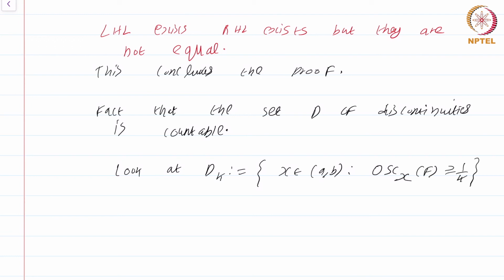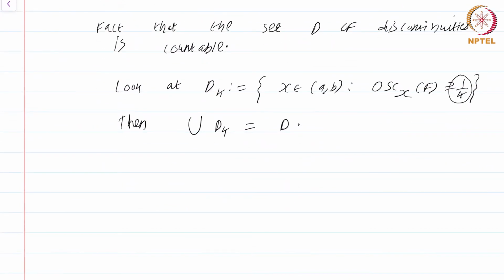At a point of discontinuity, by an easy exercise that I have given, you can show that the oscillation will have to be non-zero. And in fact, it has to be a positive quantity just by the way the oscillation is defined. So look at those points where the oscillation is at least 1 by k. Then the union over D_k is going to be equal to D.